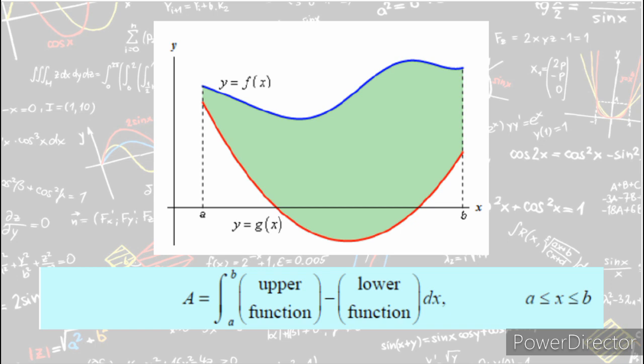So we have y is equal to f of x and y is equal to g of x. If we're dealing with certain problems, we have to graph it first. So kapag ganito yung naging itsura niya, we will use the formula A is equal to the integral of upper function minus the lower function. Limits is from a to b.